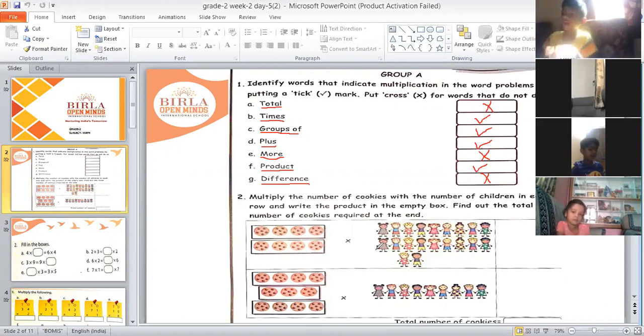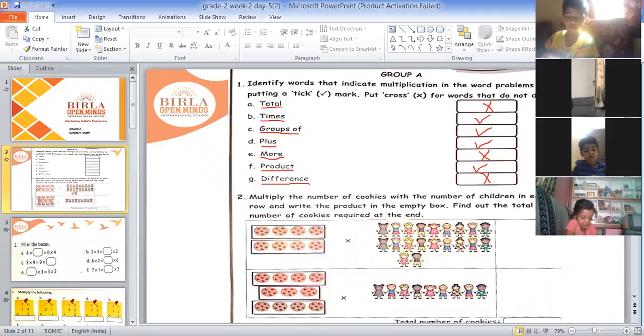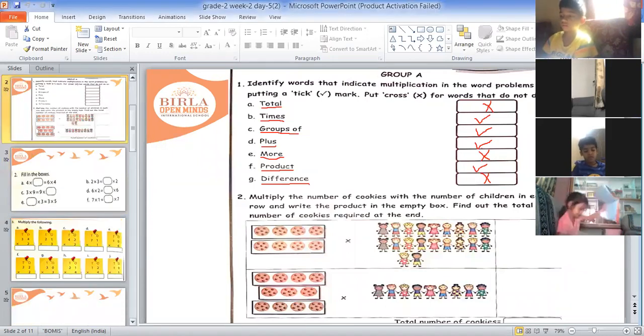Quickly take out your math notebook, children. And again, I'll repeat, product is the answer of multiplication. Okay, so now again, I'll repeat, we have to multiply the number of cookies with the number of children. And then whatever answer we get, we'll write in the course book.